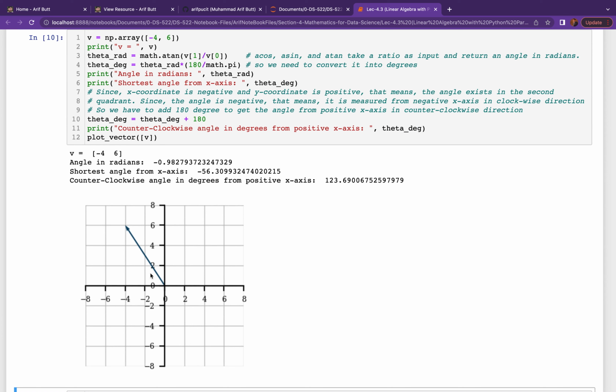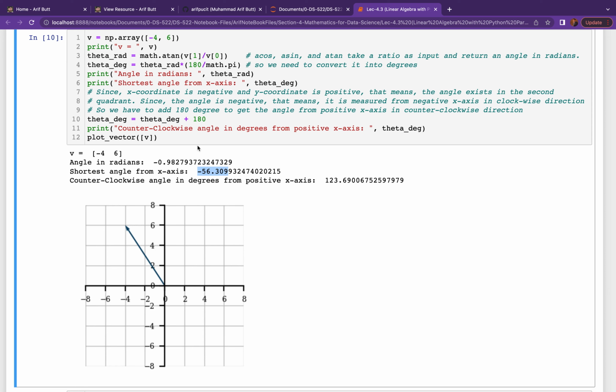You see, this time the arctan method will return this angle from the negative x-axis, because this is the shortest angle, and that is 56 degrees. So we need to actually convert it, because we are used to calculating the angle from the positive x-axis in the counterclockwise direction, while over here the arctan method is returning the shortest angle from the x-axis, and that is minus 56. So to convert it, I have to add 180 degrees to this. So this is 123. I hope this math is making sense to you.